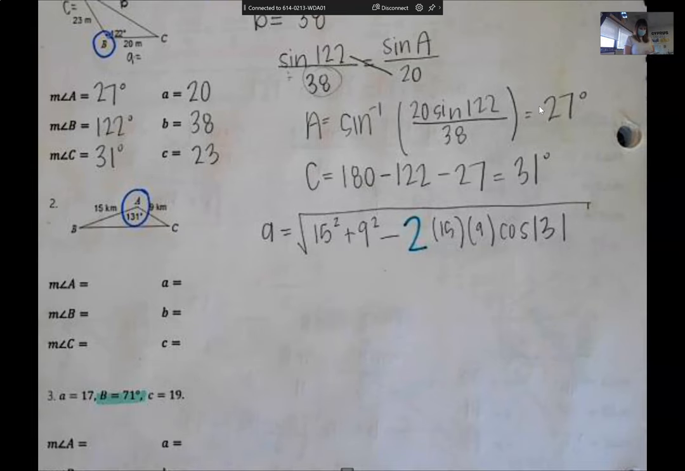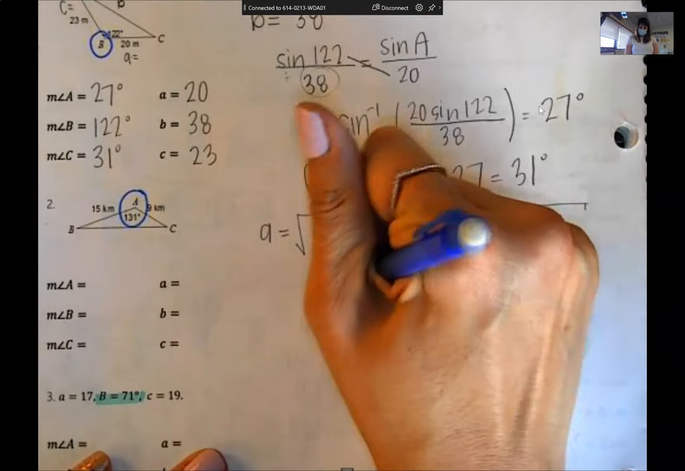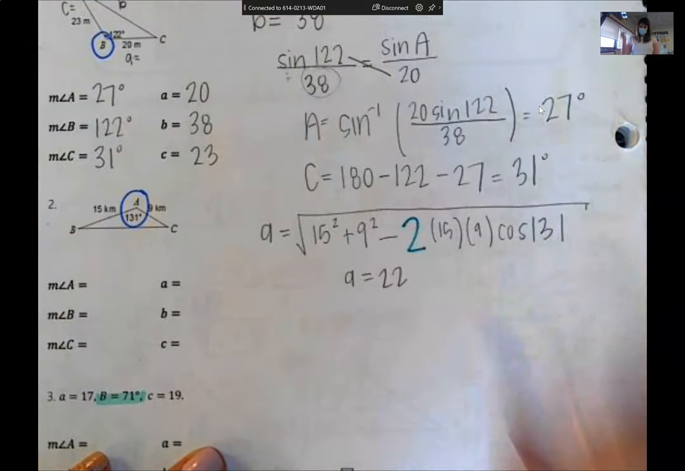I'm hearing 20-something. 22. How are you guys typing that in so fast? I haven't even started yet. Okay, I've heard 22 a bunch of times. So, A is 22.